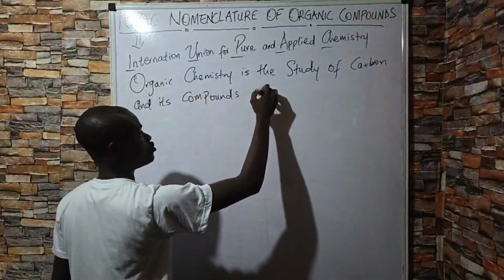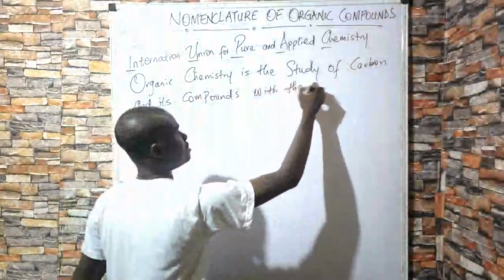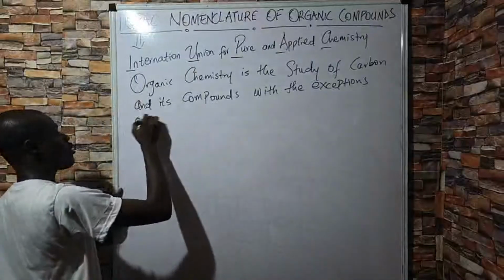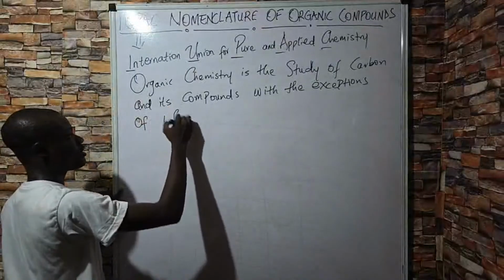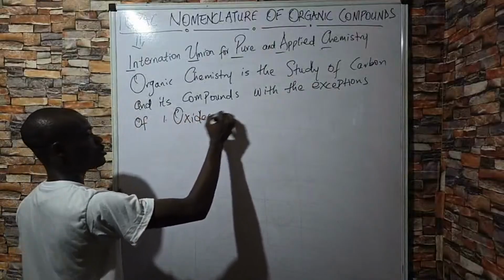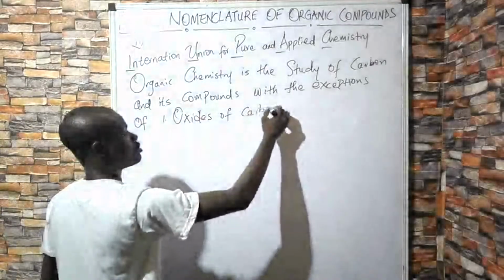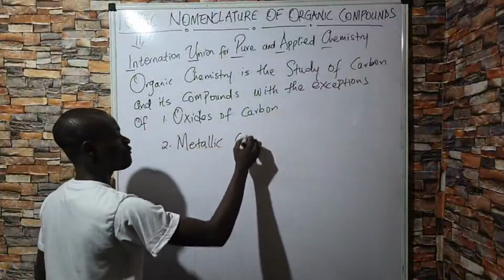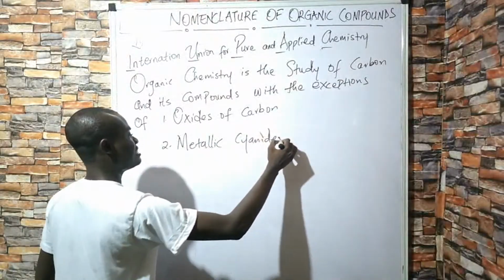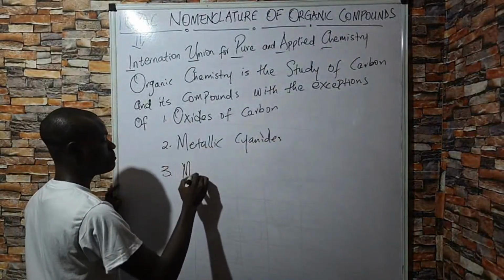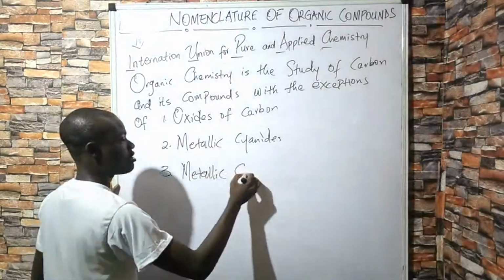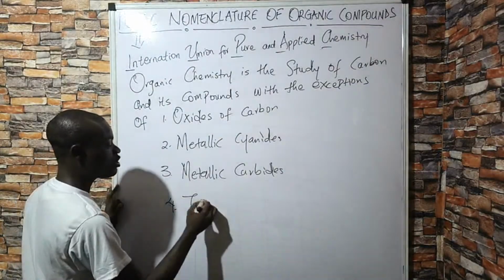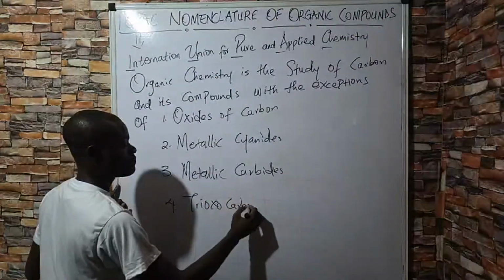This is with certain exceptions, and I'm going to list them. Number one, we have the oxides of carbon. Number two, we have the metallic cyanides. Number three, we have the metallic carbides. And number four, we have the trioxocarbonates of metals.